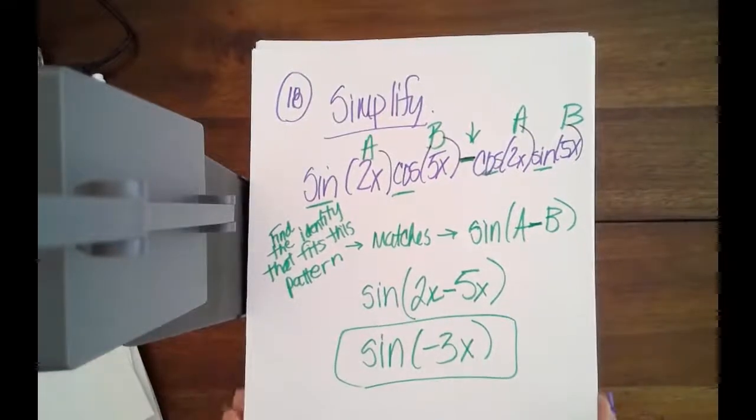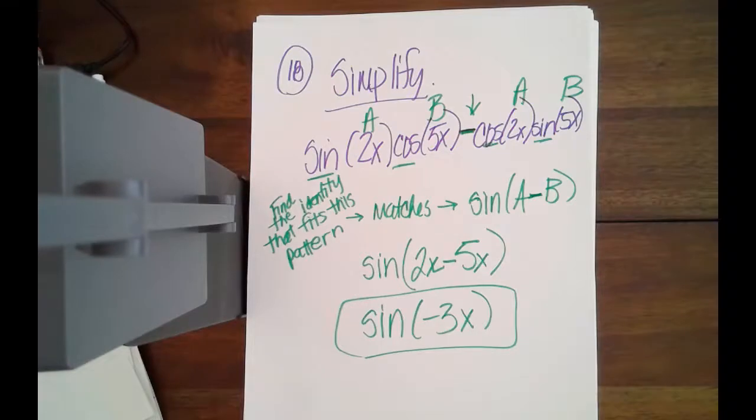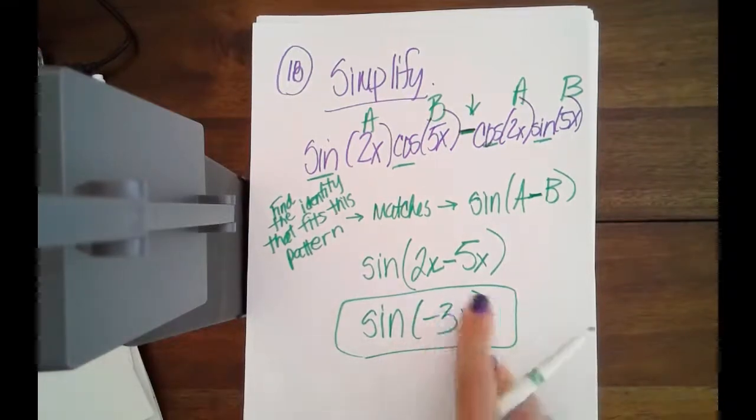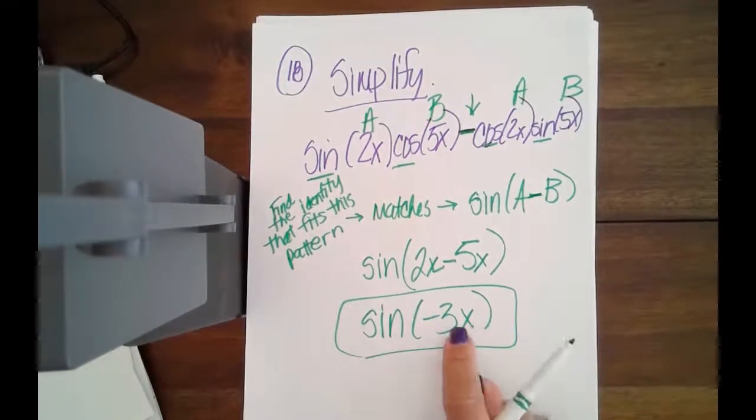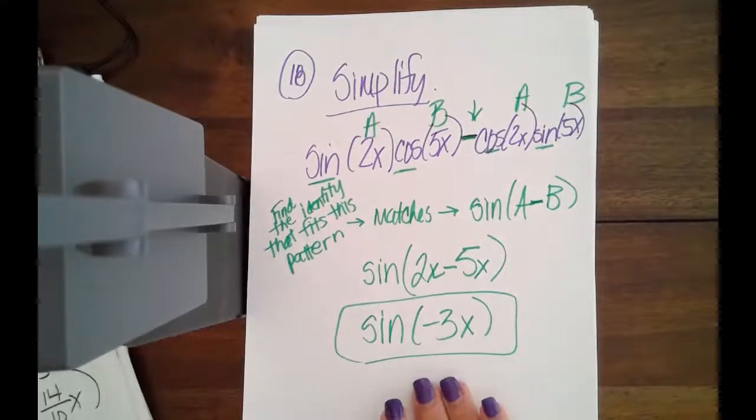All right, so pick the pattern that it matches, plug in your alpha and your beta, and then just give me a simplified result of what the sum or the difference of the angles will be. So that's pretty simple. I don't want you to overthink those, okay? All right, you can do number 19. I know it's the same.